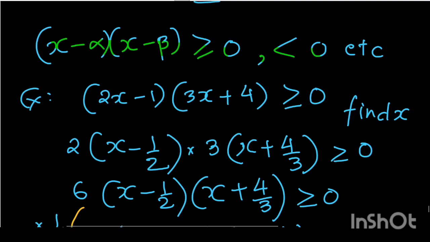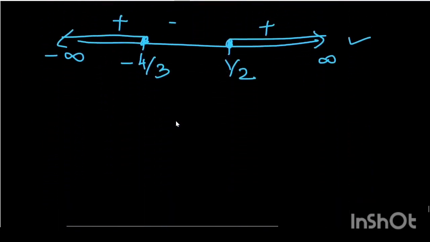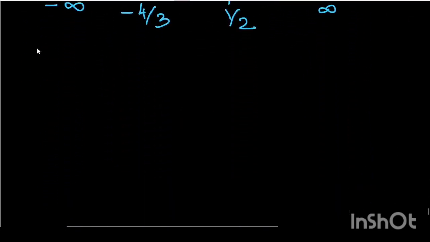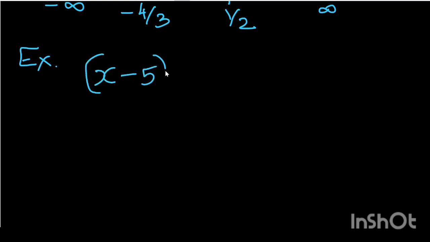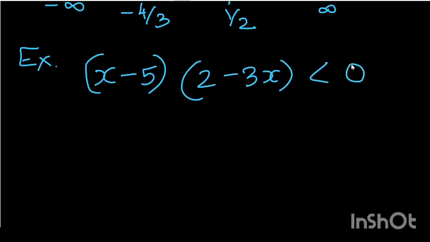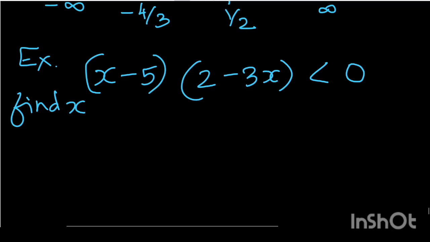So guys, now the question arises: what if one of the coefficients is negative? What I mean to say is, for example, if I take (x minus 5)(2 minus 3x) less than 0, now we have to find x. As you can see here, the coefficient of x in this factor is negative.